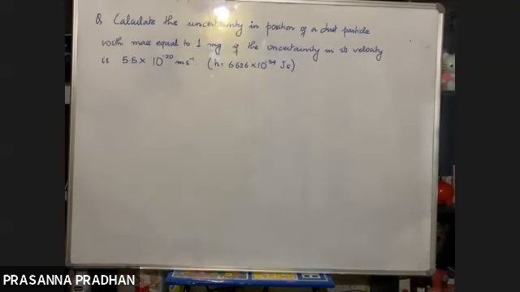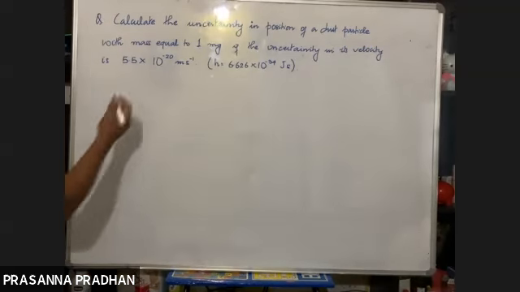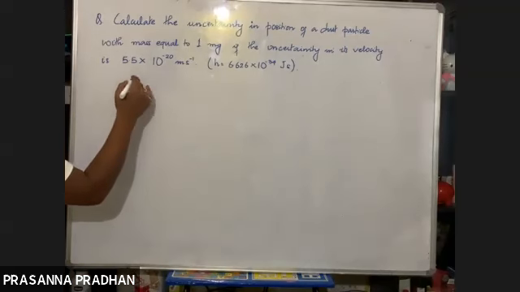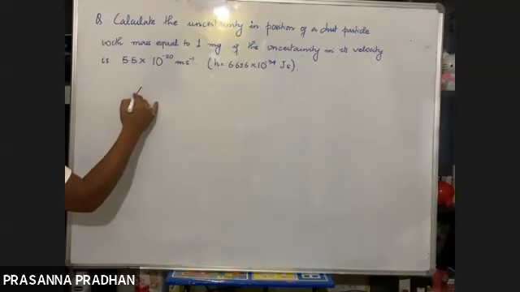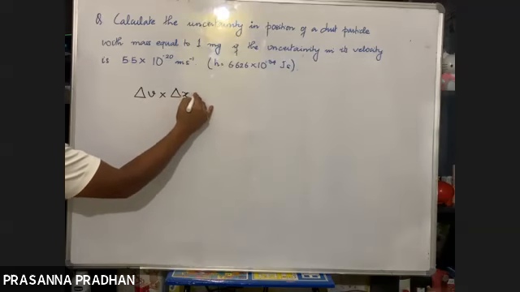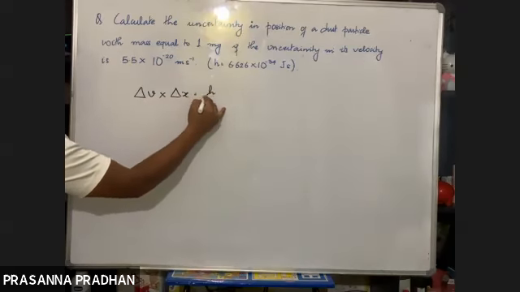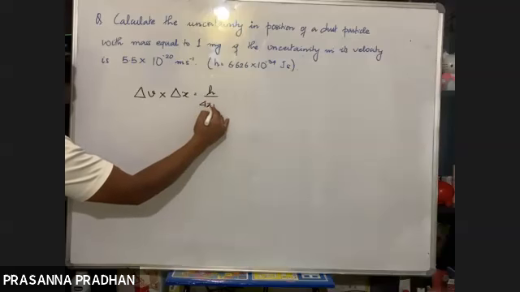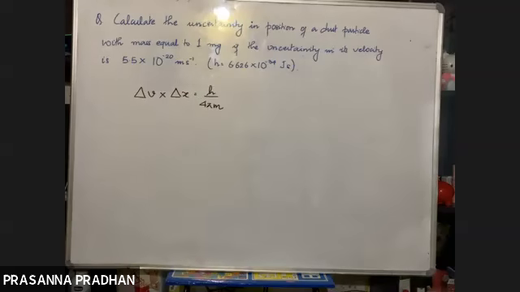So let us start. Now, what is the equation we'll be using? We'll use delta V into delta X is equal to h by 4 pi m. Right? It was greater than or equal to, but here we will use equal to.